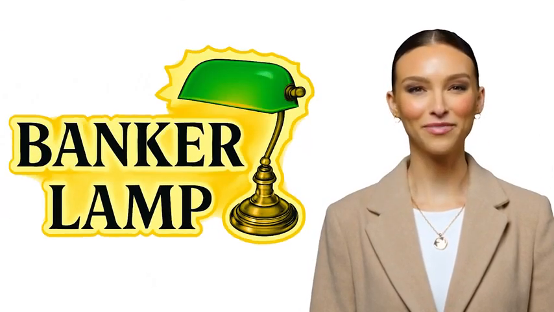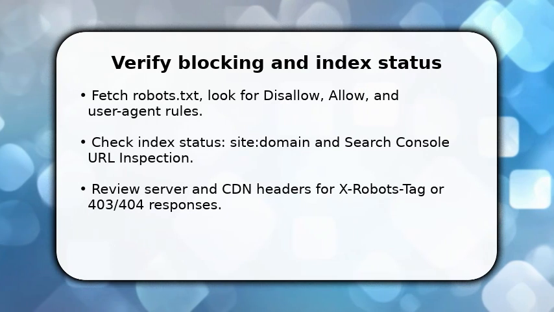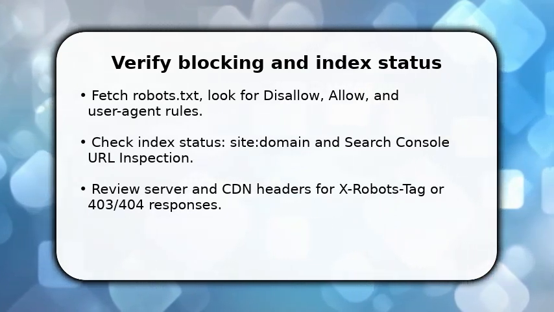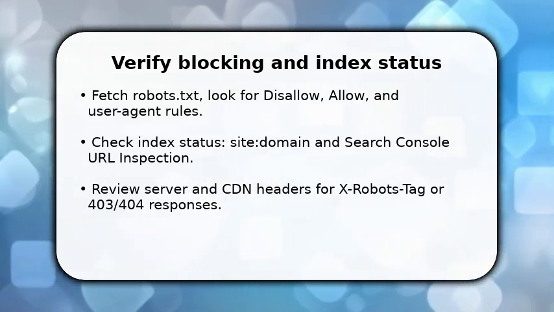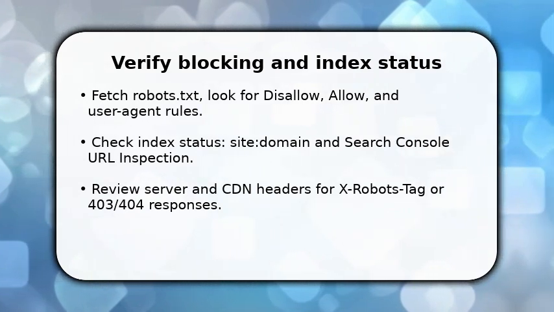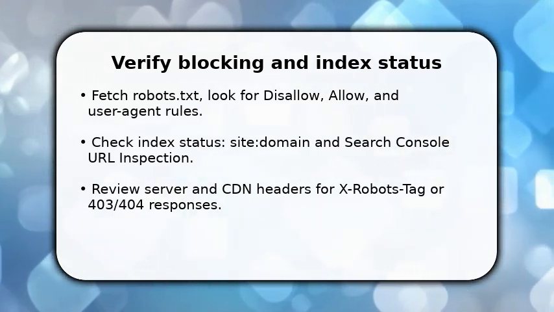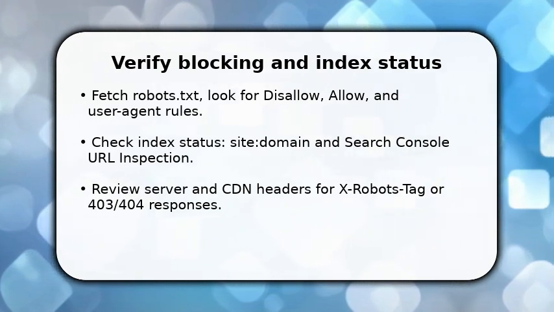Please enjoy the video. You start by confirming the problem. Open your Robots.txt and scan for disallow lines that affect the page. Then check the index status with a site query and a URL inspection tool. Those show whether Google can see content.